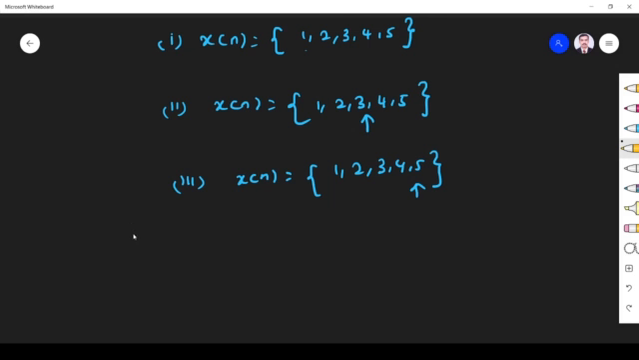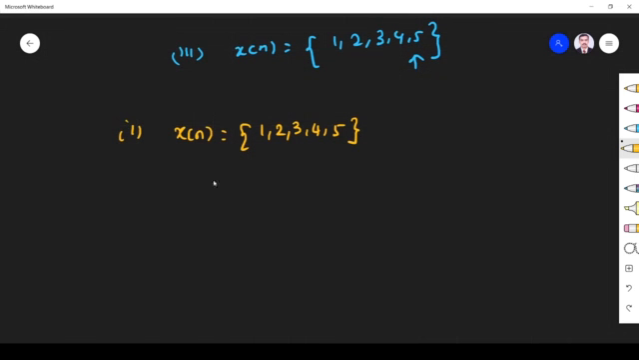The first sequence is x of n is equal to 1, 2, 3, 4 and 5. For this we have to find the z-transform. How to find it? We know the z-transform equation is X of z equal to summation n goes from minus infinity to plus infinity of x of n z power minus n. So first we have to find the limits of n, where n starts and where n ends.